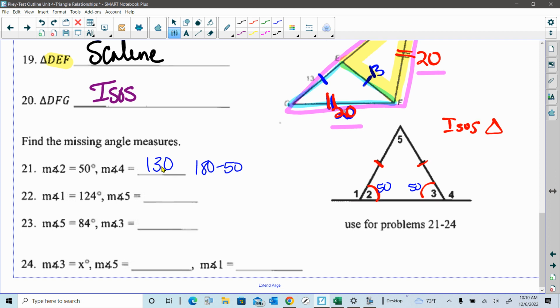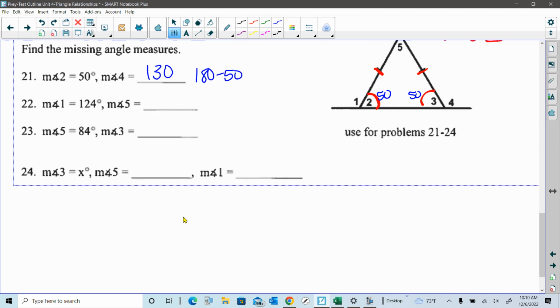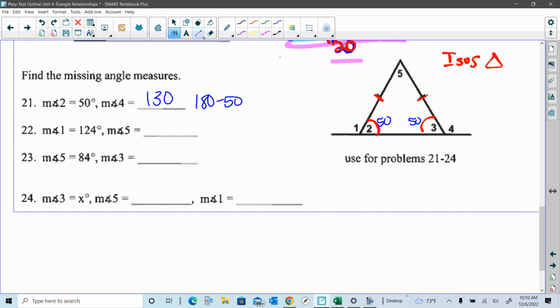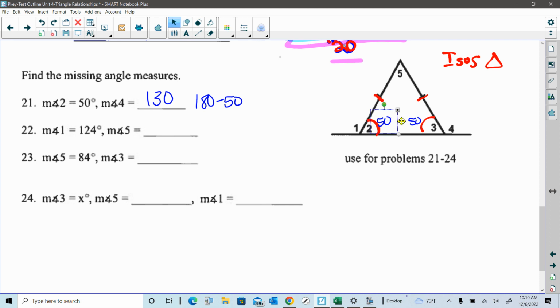I'm going to go over 24 because that does not have a numeric value. It's just an expression here. So if I know that angle 3 is x degrees, some number of degrees, so I'm just going to put an x here. Well, that means that 2 would also be an x. So to get angle 5, which is the vertex angle, you would have to do 180 minus 2x, because those 2 angles are the same. To get angle 1, which is a linear pair with angle 2, it is just 180 minus x.